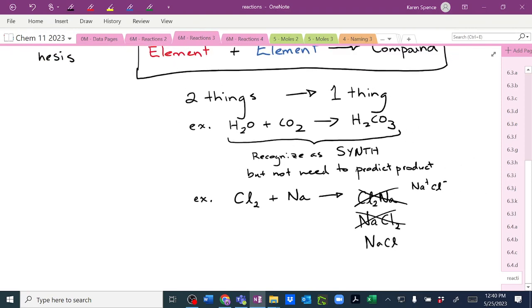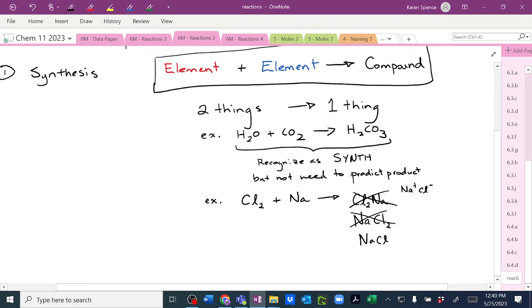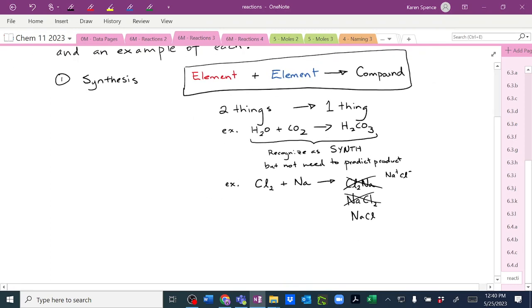All right, so that is synthesis. Two things become one thing. Like I said, if it's more complicated, you'll just need to be able to recognize it. Later on, when I give you two elements, you'll have to predict the products. What is the opposite of synthesis? Decomposition.